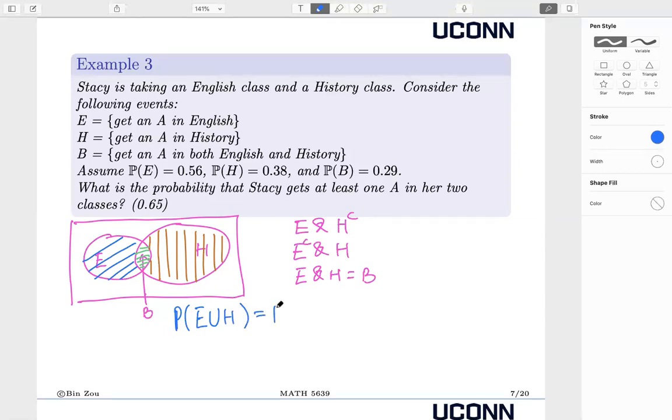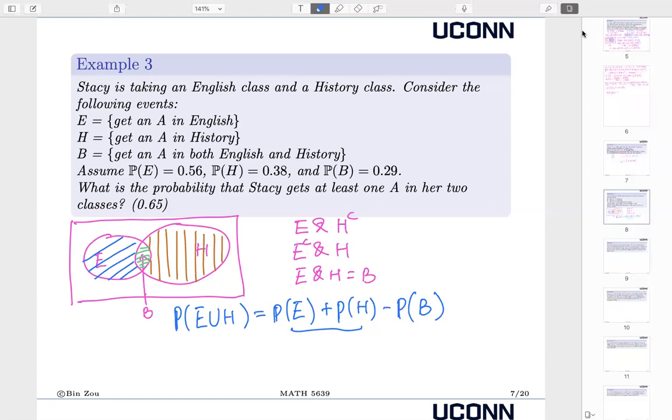We can apply the so-called addition formula. Right, so we add E and H and then minus the joined part, because by doing addition, we add the common part twice, right? Because B is in E and in H as well. So when we add them, we actually add B twice. So we need to subtract 1 out in order to get the entire union. Okay, so it's very easy to get the result. It's actually 65%.